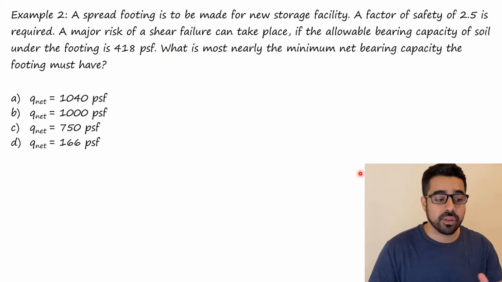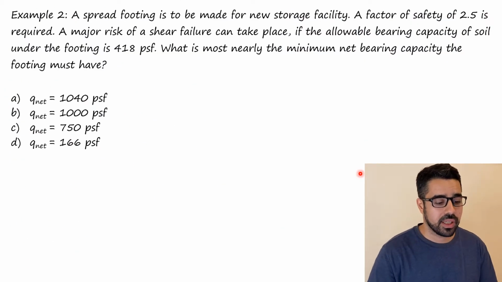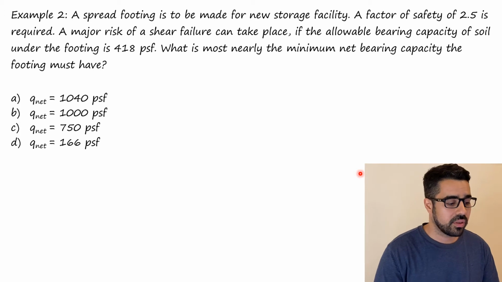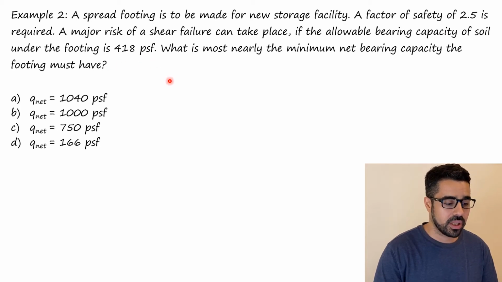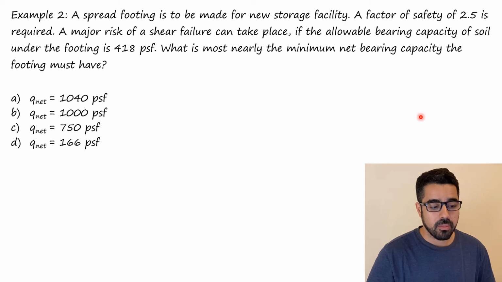So example 2, we have a spread footing. Factor of safety is given 2.5, and then the allowable bearing capacity is given as well, 418 PSF, pound per square foot. What is most nearly the minimum net bearing capacity of the footing?